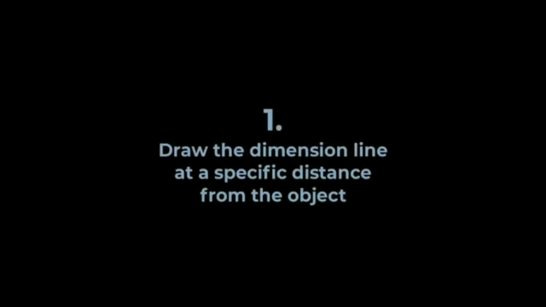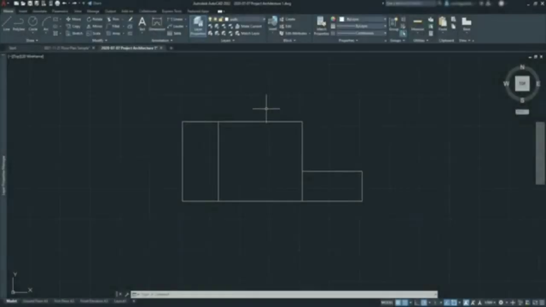Draw the dimension line at a specific distance from the object. Suppose we have this example and we need to add dimensions to indicate the lengths of these lines. In fact, that's easy to do. We just need to activate the command dimension linear, click on 2 points, and finally click again to place the dimension line, right?